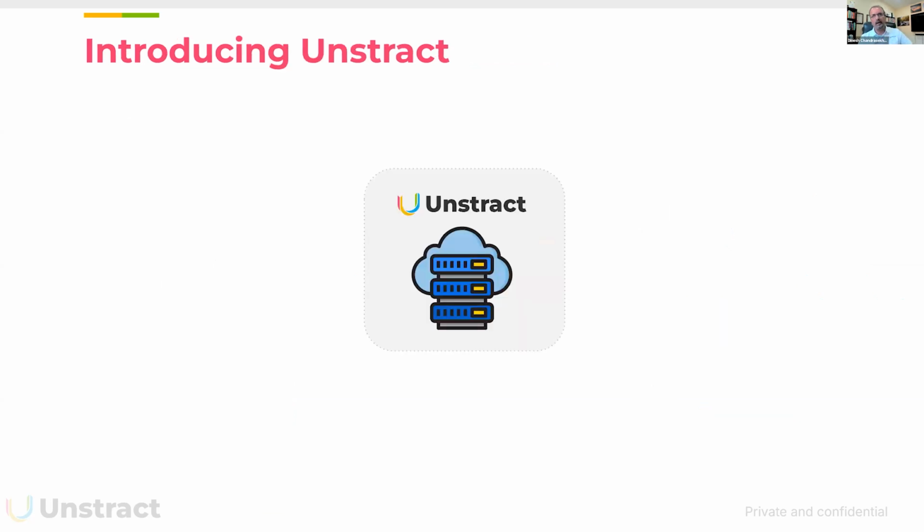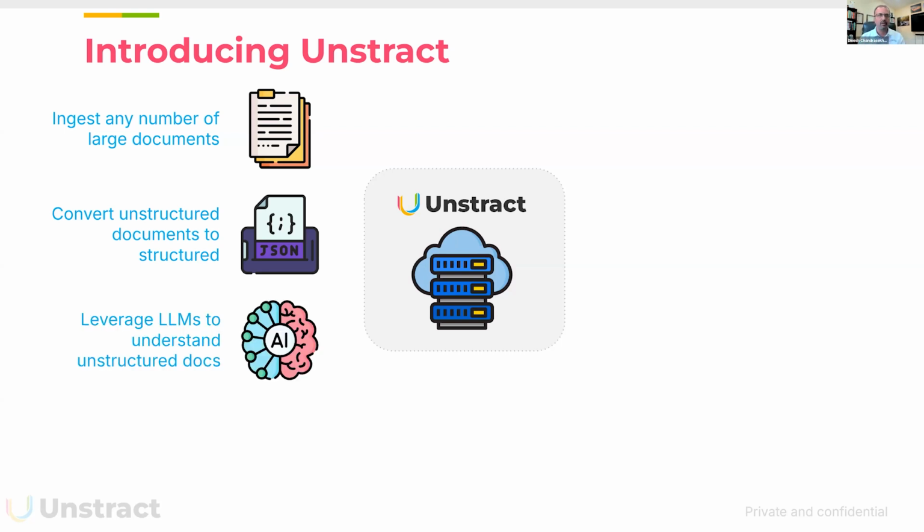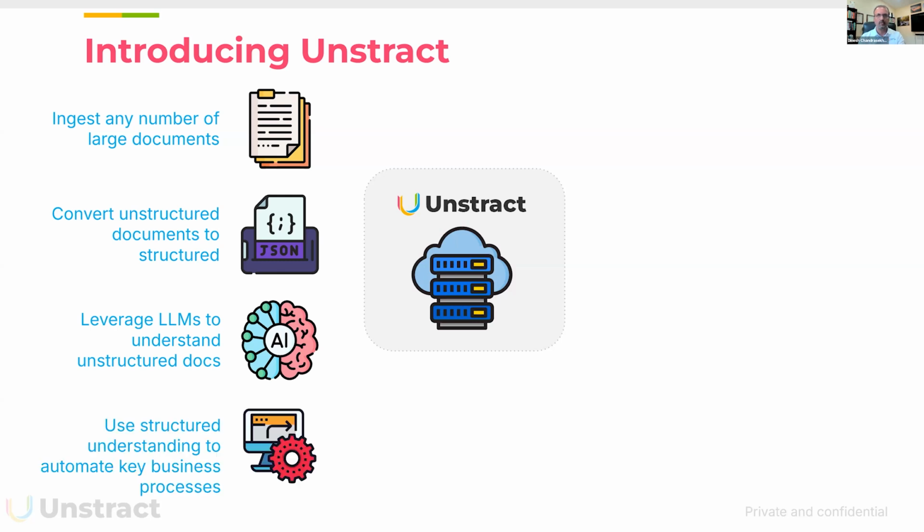So let me introduce you to Unstract. With Unstract, you can ingest any number of large documents, right? We are talking about 100-page PDFs and things like that. It's very easy to ingest any number of large documents like that. You can convert unstructured documents to structured, like take stuff out of a PDF and expose that in JSON format. I'm hoping most of you are fairly technically versed, so if I get into a little bit of technicality, pull me back, and I can simplify it a little bit further as well. The platform leverages LLMs to actually understand these unstructured documents, right? That's the key part of this, or the USP of this whole thing.